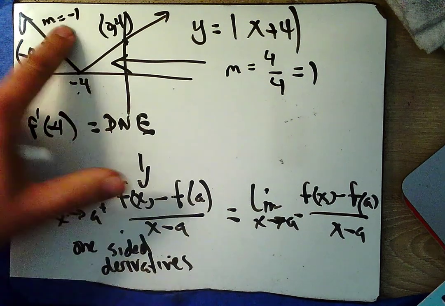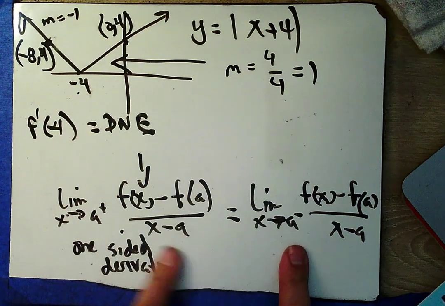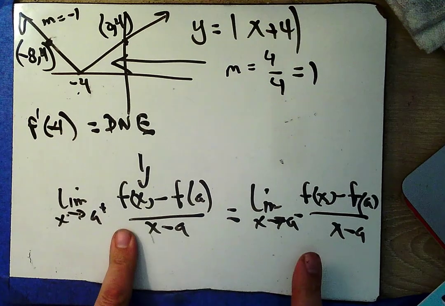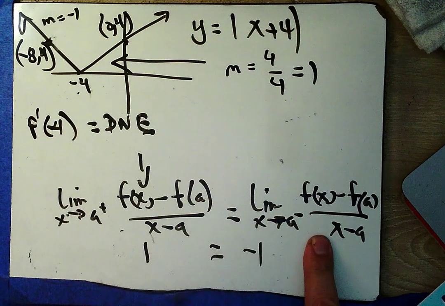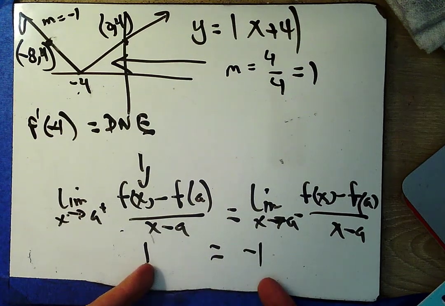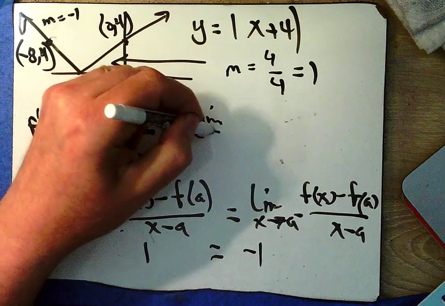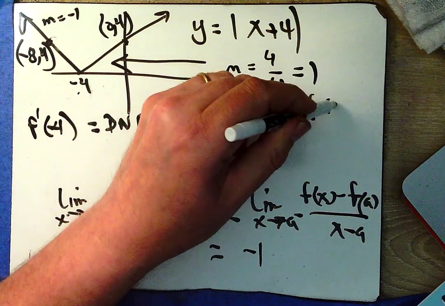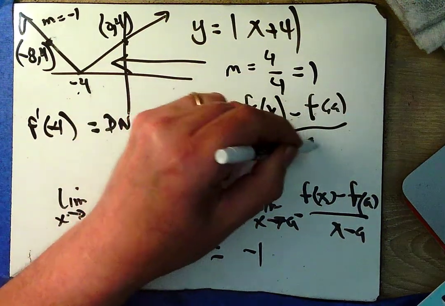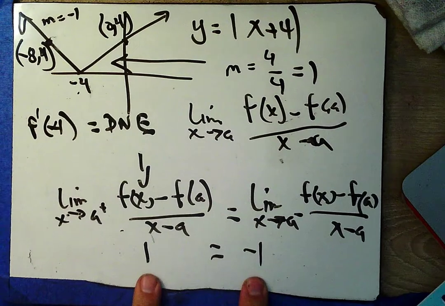Does the slope from the left equal the slope from the right? Because that's what this says. This says find the slope coming from the right, find the slope coming from the left. If those things are equal, then, and only then, can we say the limit as x approaches a of f of x minus f of a over x minus a would exist. The only way this can exist is if these two produce equal things.